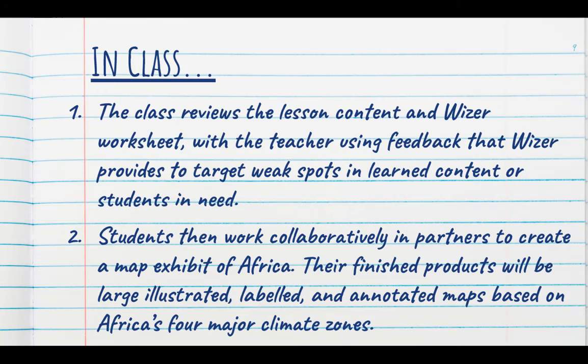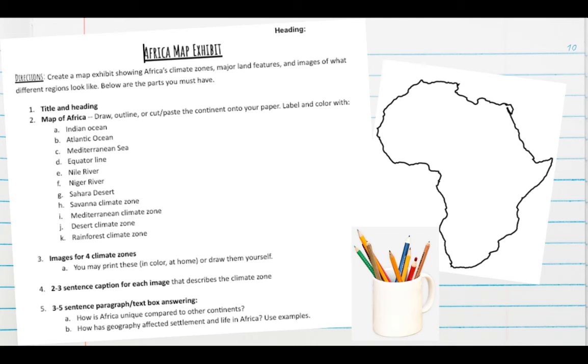After review using the data provided by Wiser, students will then work together in partners to create a map exhibit of Africa. In this higher level learning activity, students will be given a piece of 8.5 by 14-inch paper upon which they must create the African continent, add, label, and annotate key geographic features. Alongside their maps, students will describe each climate zone, illustrate or add images, and then evaluate the effects geography has had on human life and settlement in Africa.